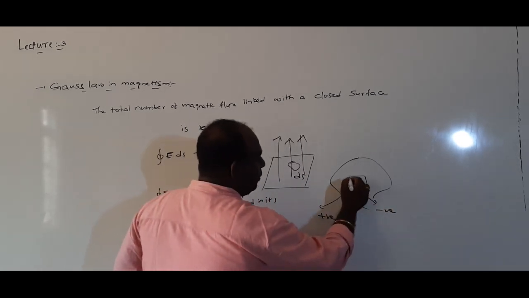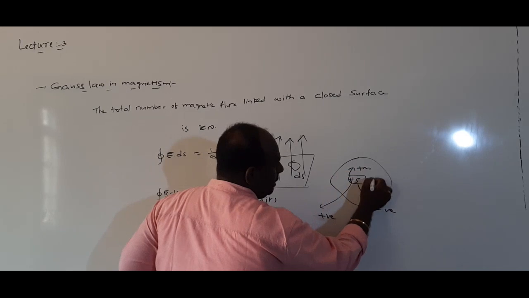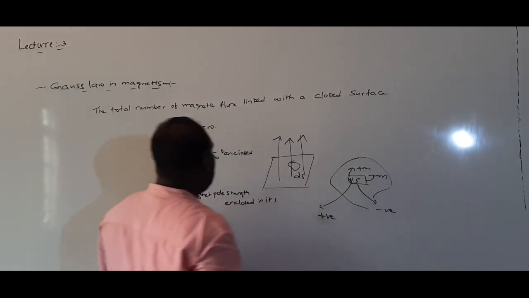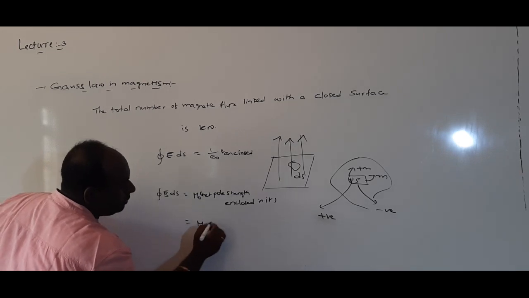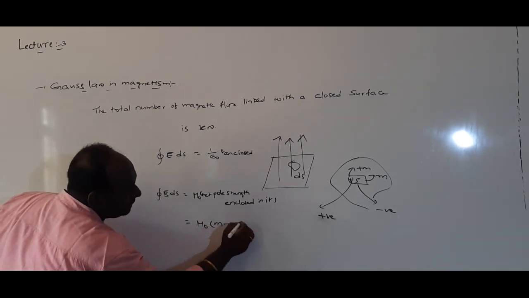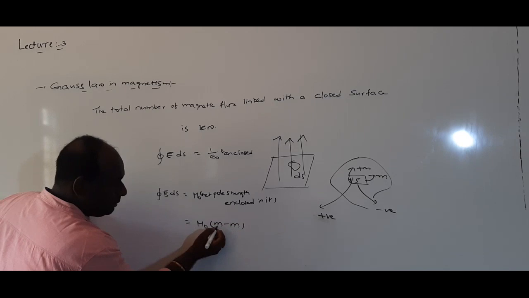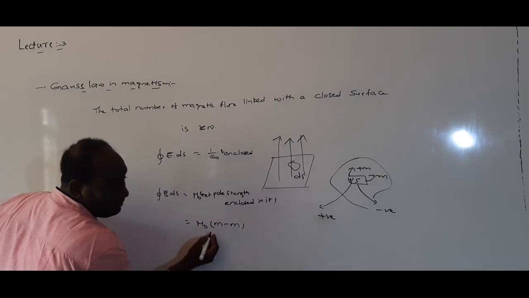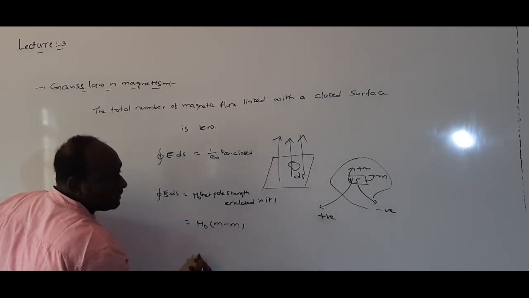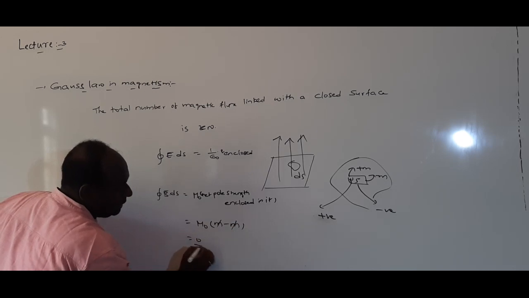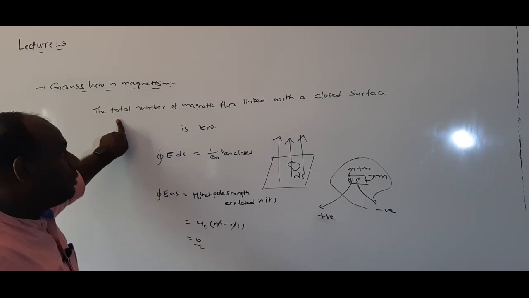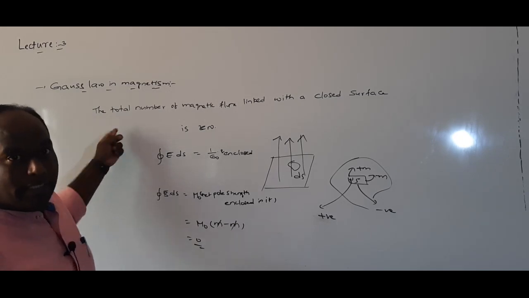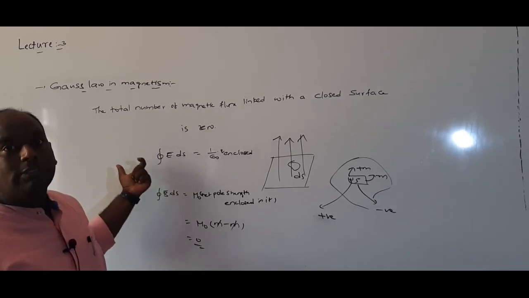So, north pole strength is plus m, south pole strength is minus m. Now, if you apply this condition, closed integral B dot dS equals mu naught into (m minus m). Why? North pole has pole strength plus m, south pole has pole strength minus m. So, these two get cancelled. This is 0. So, this is the proof. The total magnetic flux linked with a closed surface is 0. What does it indicate? It indicates that monopoles do not exist.